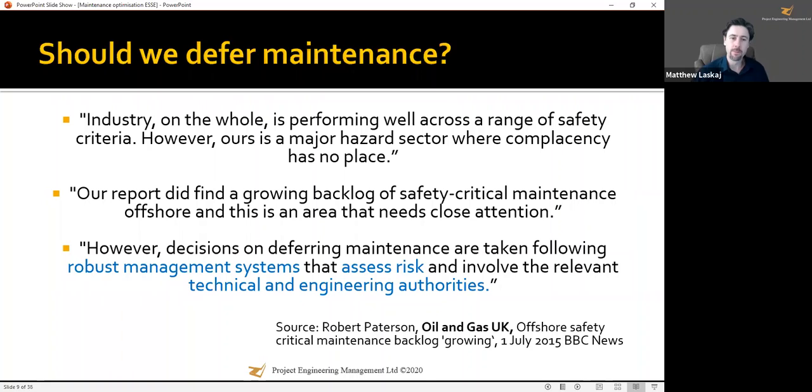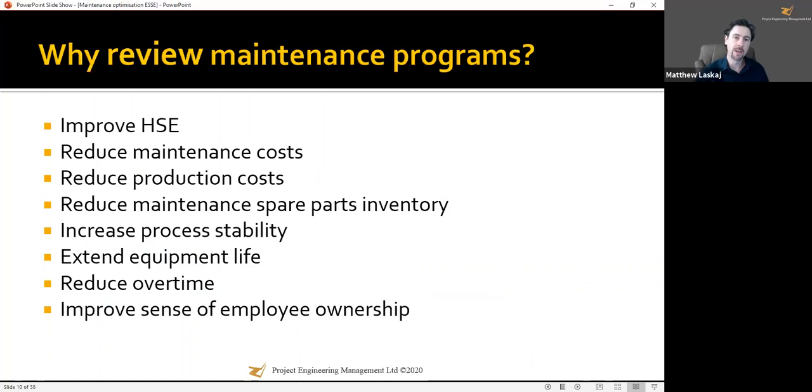But we can actually defer the maintenance as long as we follow a process. And that process is what we call a management system, where we have to assess the risk and look at what the consequences are, making sure we involve the relevant people. And some of the relevant people there that Robert mentioned are the technical and engineering authorities, but you've also got the operations team, the maintenance team, and all of the other manufacturers and areas there. So we can defer maintenance. That maintenance manager wasn't doing the bad thing. The parts that they were doing wrong was just cutting costs. So don't do it for the sake of cutting costs.